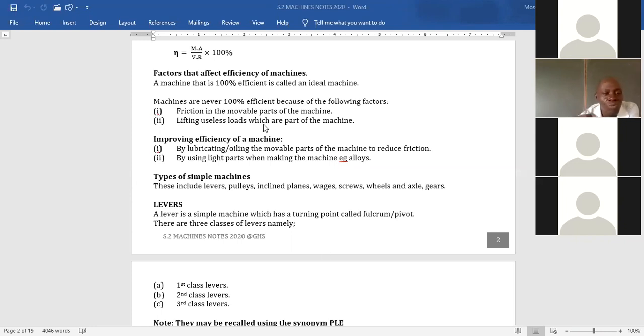So there are factors, when we go back to our machines, that affect this efficiency. What are they? You can read for us.